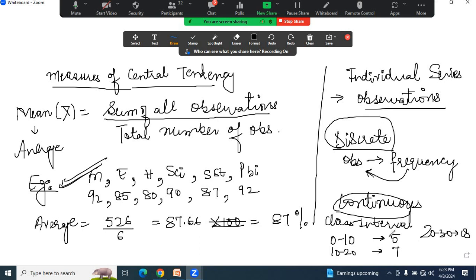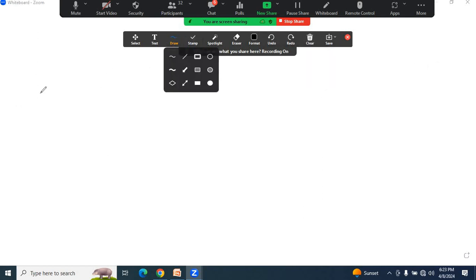So I repeat, first we have individual series when we have only observations. In discrete series we have observations along with frequency. In continuous series we have class interval along with frequency. So we will be dealing with these types of series, and then we will come to the application part. Now I will be asking you to find the average in discrete series.